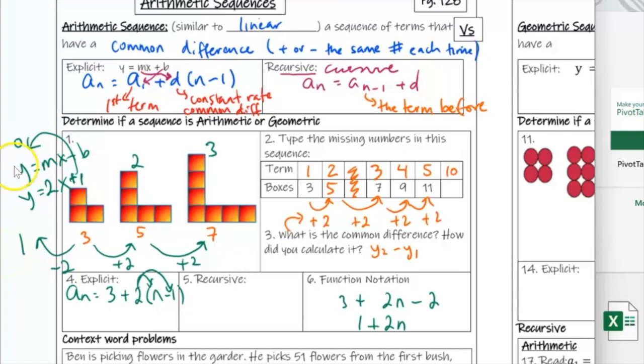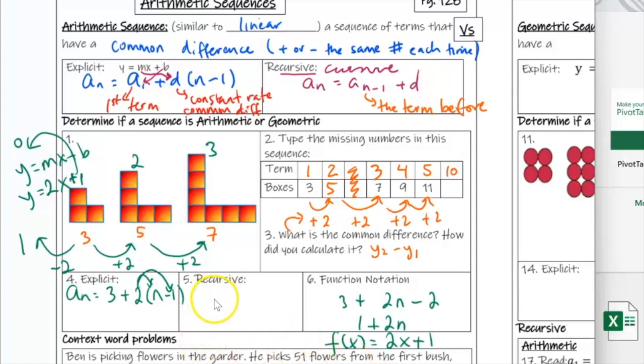So you can see that this and this are exactly the same. The only difference is, of course, we have an n. So it's 2x plus 1. So writing this in function notation is going to be f of x is equal to 2x plus 1. So remember, the order doesn't matter because we're adding. So 2x plus 1. Okay, so that's function notation.